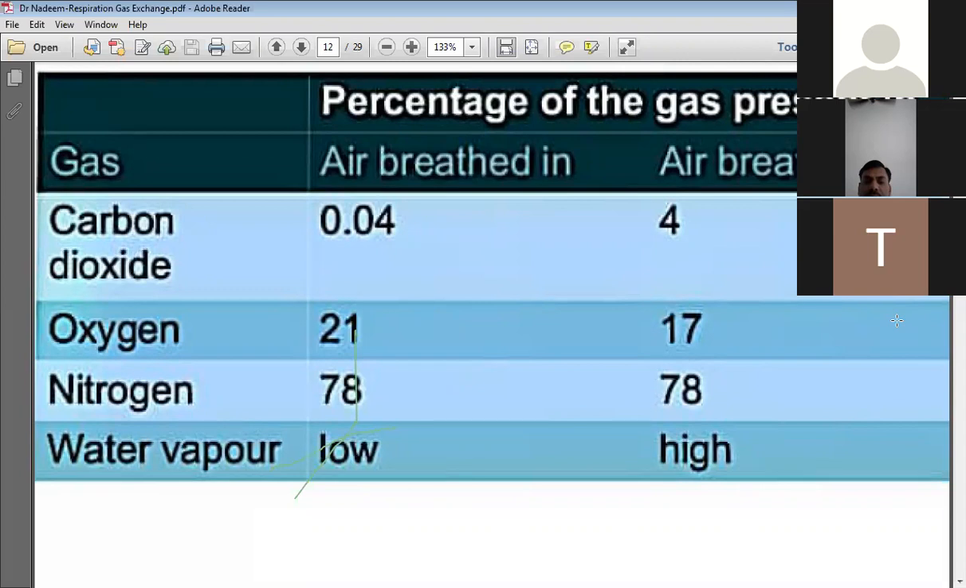We are seeing that nitrogen is almost the same in the air we breathe in and the air we breathe out. Oxygen is greater in the air we breathe in, low in the air we breathe out. Carbon dioxide is 0.04% in inhaled air, but it is released in excess amount, 4%. Water vapor is low in the inhalation air, while in the exhalation air it is high.